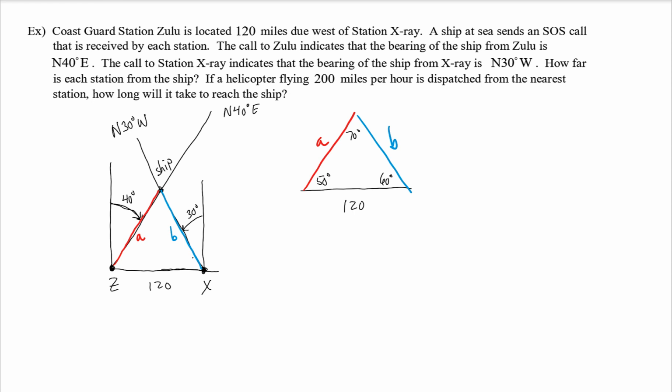Okay. I don't know all three sides, and I don't know side angle side. This has to be law of sines again, because side side side, nope. Side angle side, nope. And I don't see a right angle in there. So this is law of sines. So we're going to do sine of 70 over 120 equals sine of 60 over A. Again, we're going to use the calculator here.